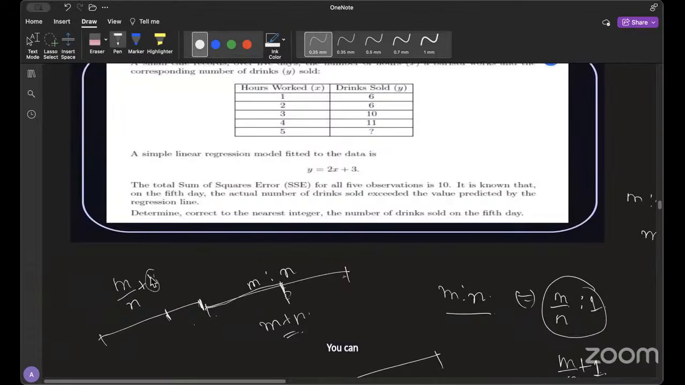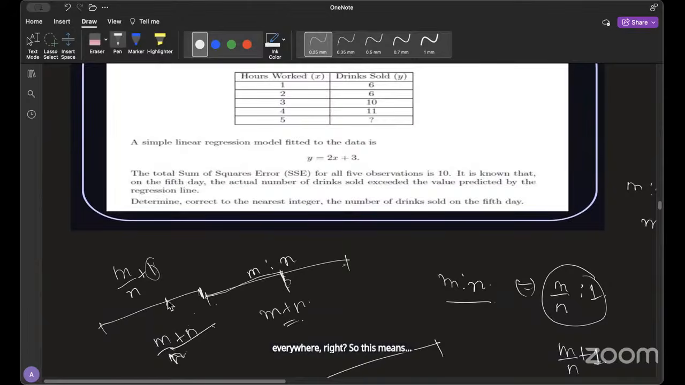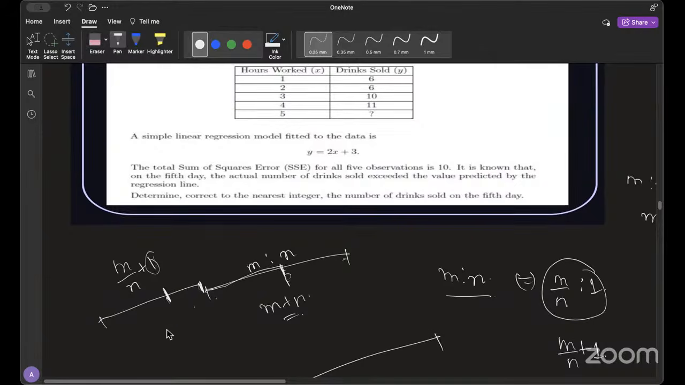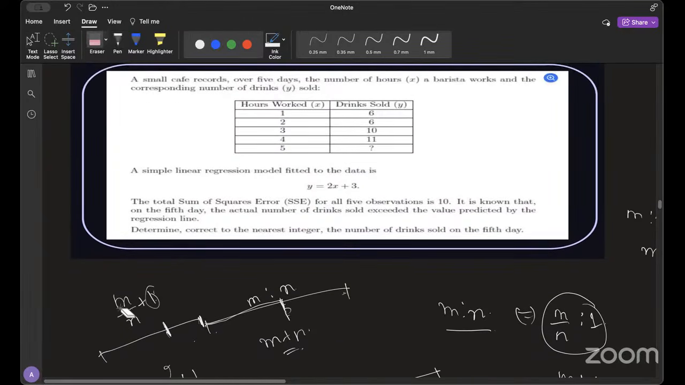You can write 1 as n by n, so m plus n plus 1 becomes m plus n by n. So this means now you have numbers everywhere, right? So this means, let's have numbers there. If you have 2 by 3 plus 1, okay, this table is also required.